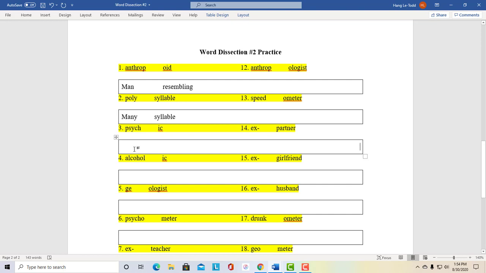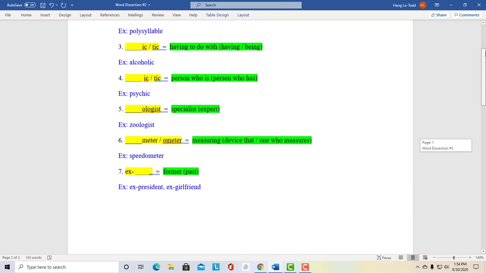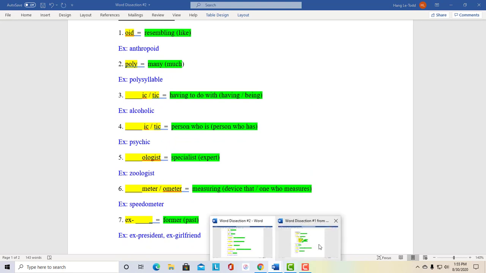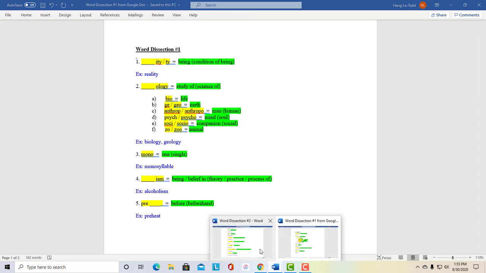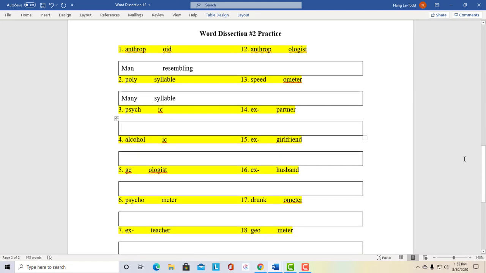What does psych mean? Let's see. Is psych one of our words from this week? Looking back up here in yellow, I don't see psych. Let's look in word dissection number 1, and I see in 2D that psych means mind or soul. So going back to the practice for word dissection 2, we're just going to pick one of the meanings. I'm going to put mind.